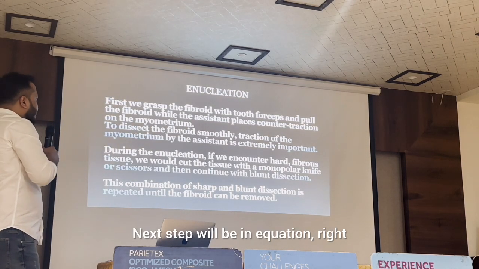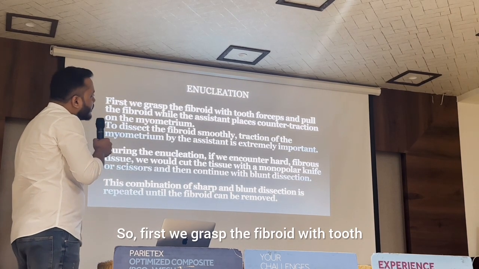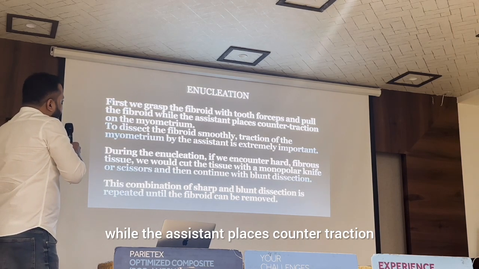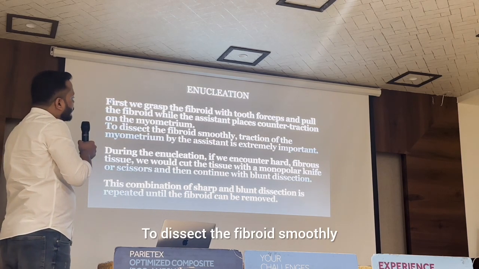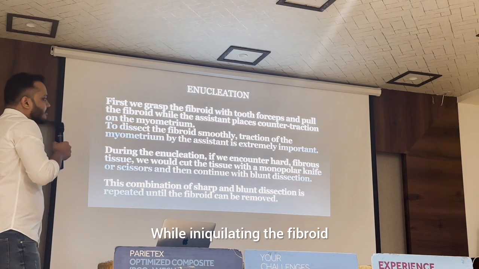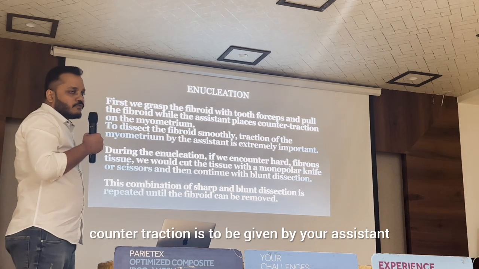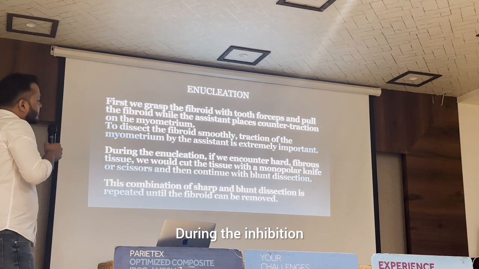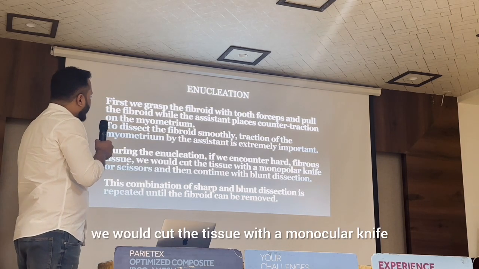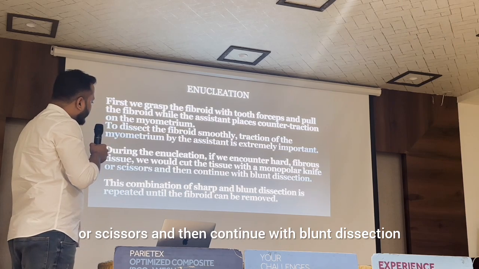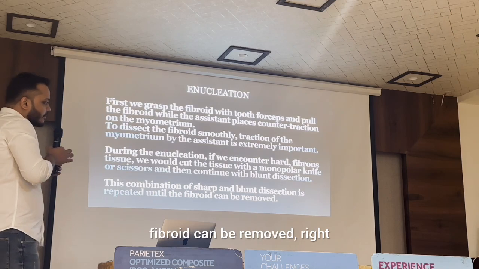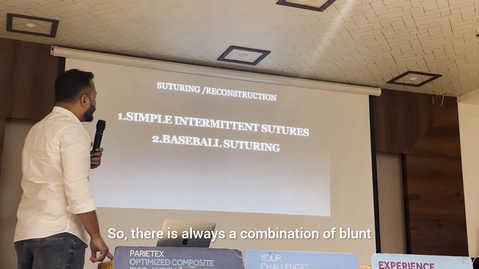Next step will be enucleation, right? First we grasp the fibroid with tooth forceps and pull the fibroid while the assistant places counter traction on the myometrium. To dissect the fibroid smoothly, traction of the myometrium by the assistant is extremely important, right? While enucleating the fibroid, counter traction is to be given by your assistant. During the enucleation, if we encounter hard fibrous tissue, we would cut the tissue with a monopolar knife or scissors and then continue with blunt dissection. This combination of sharp and blunt dissection is repeated until the fibroid can be removed, right? So there's always a combination of blunt and sharp dissection.